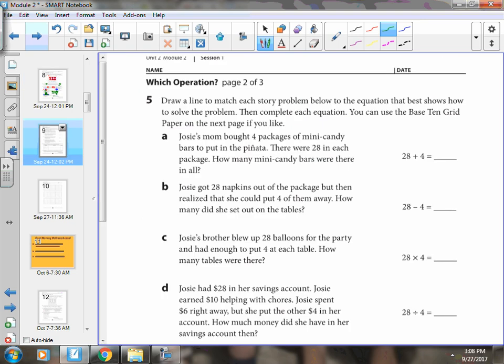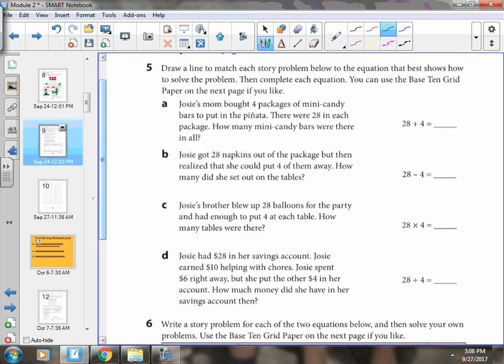Page 28. Number 5, draw a line to match each story problem below to the equation that best shows how to solve the problem. Then complete each equation. You can use the base 10 grid paper on the next page if you like. Letter A, Josie's mom bought 4 packages of mini candy bars to put in the piñata. There were 28 in each package. How many mini candy bars were there in all?